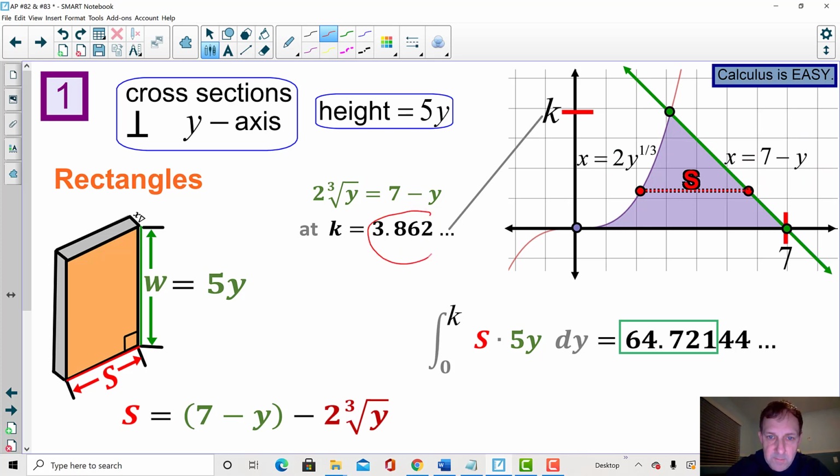Now, if you store this number in your calculator, you can just do 0 to k for your bounds, and then you'll get your final answer of 64.721.